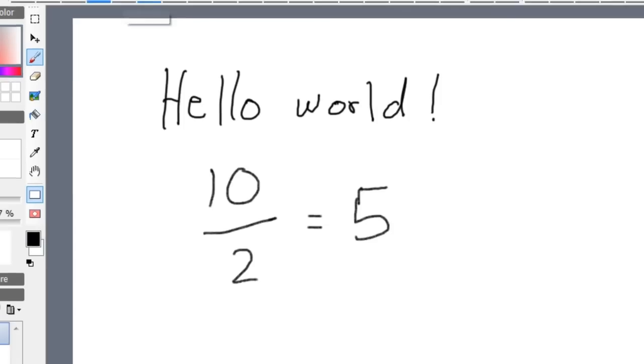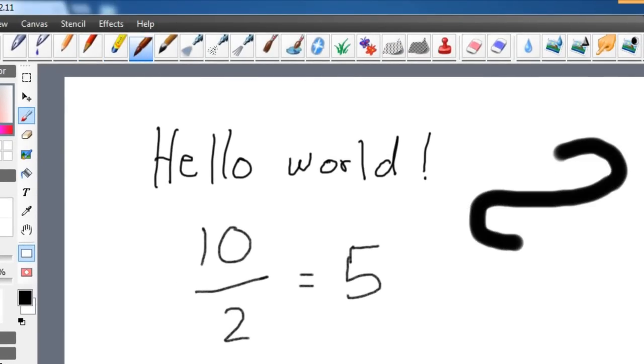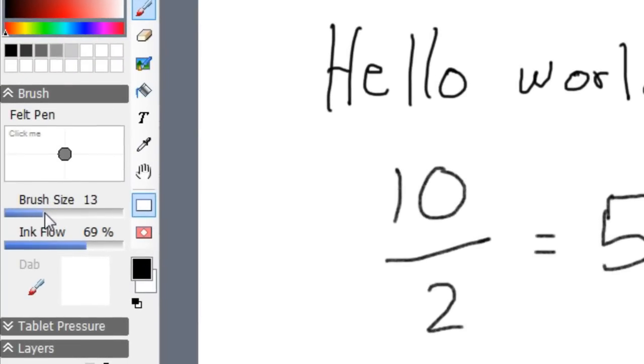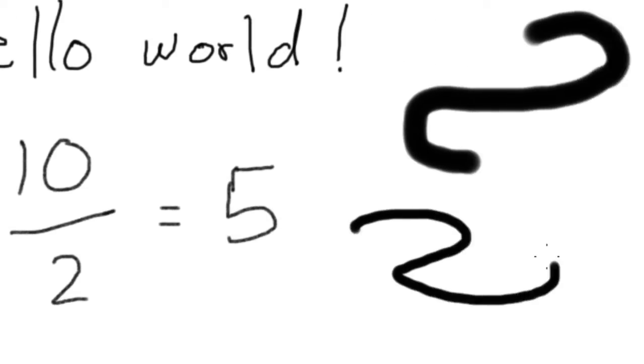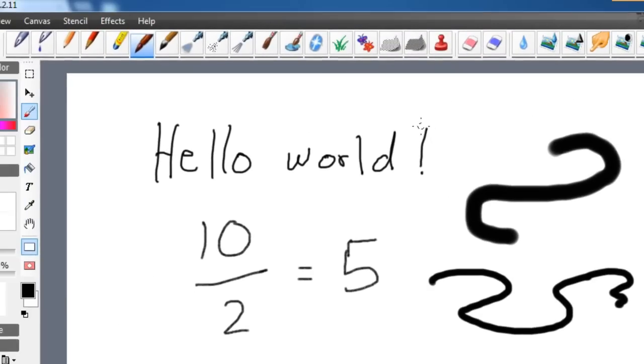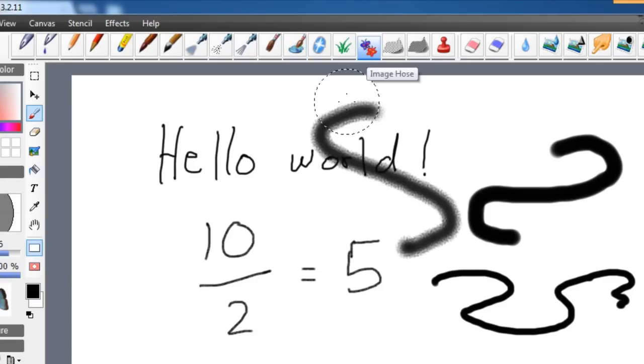There's also a felt pen that you could use to draw on. You can vary the thickness of the felt pen by reducing it over here so that you can do that kind of thing. You can also adjust the ink flow. Anyway, there are other tools that you could use that do different things.